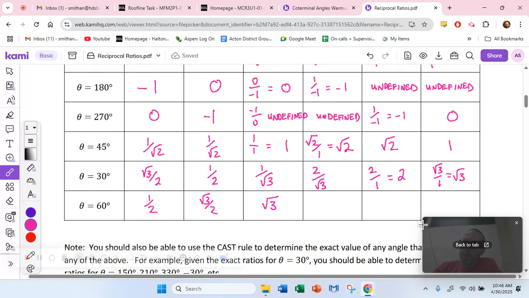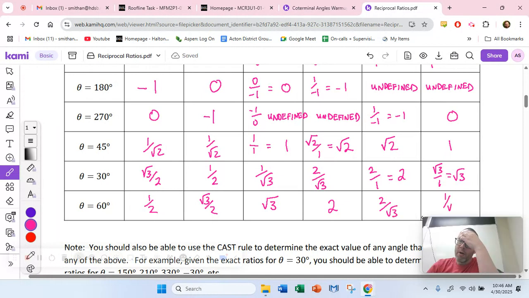And lastly, the flip of 1 over 2 is 2. The flip of root 3 over 2 is 2 over root 3. And the flip of root 3 is 1 over root 3. We now have a really big exhaustive list. Could be good cheat sheet material if you condense it a bit, of the exact values for sine, cos, tan, and cosecant, secant, and cotangent of all those angles.